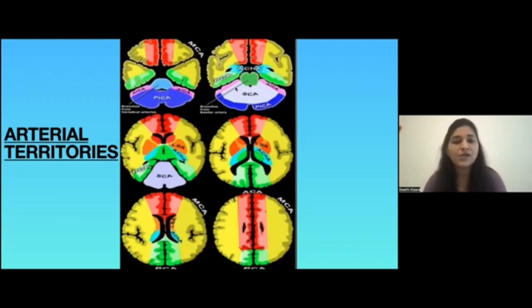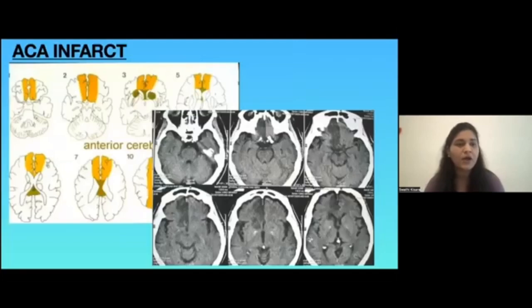And the cerebellum is supplied by the superior cerebellar artery, and the inferior portions are supplied by the anterior inferior cerebellar artery and also the posterior inferior cerebellar artery. And in this slide, this is the picture showing the vascular territory of the ACA. And these are the axial CT images showing infarct, which is characterized by hypodensity in the right ACA territory.